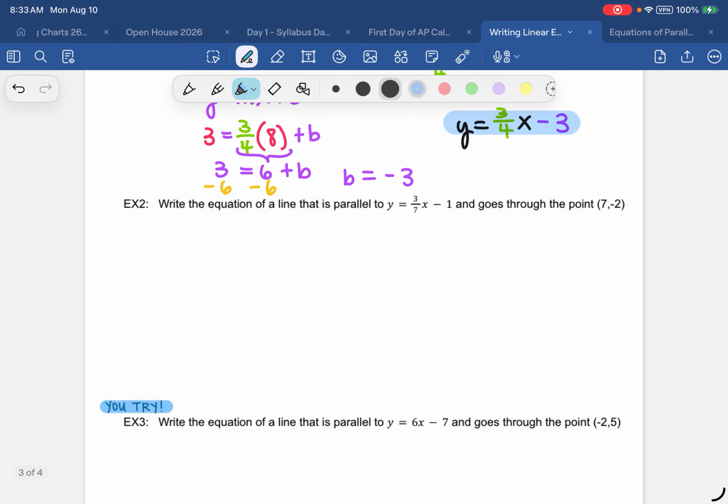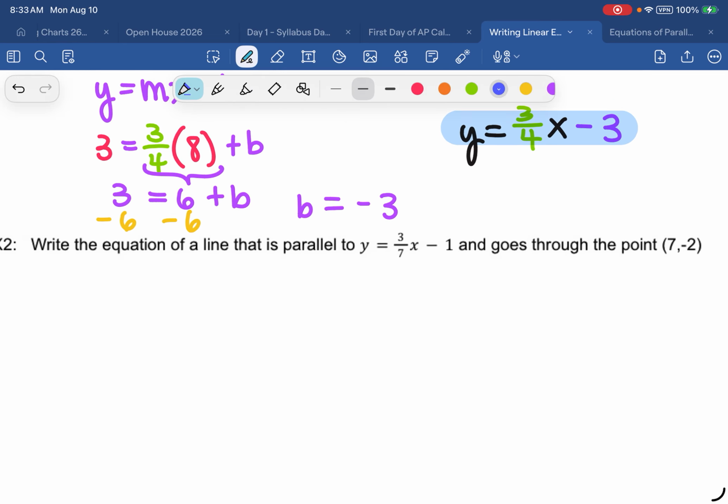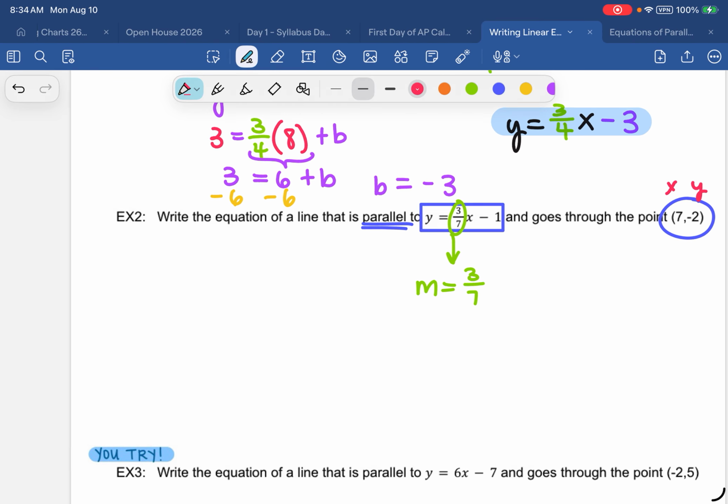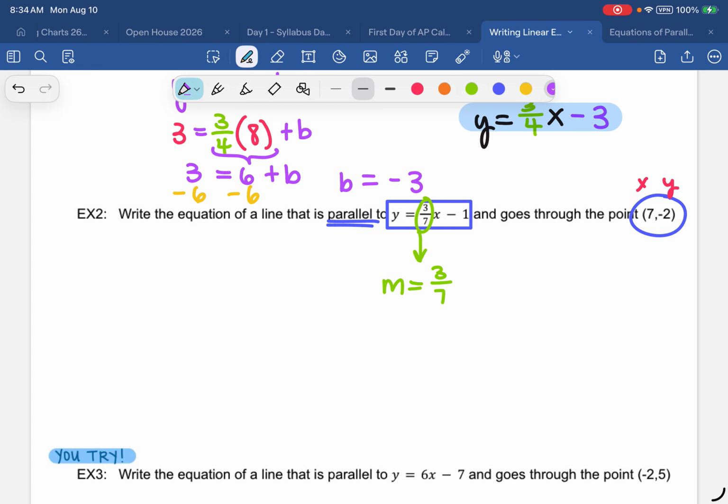I'd like you to try example 2 if you're feeling confident before I do it, but I will do example 2 for you here as well. So once again, example 2, we're looking for a parallel line. So we know that we are going to be using the slope that's given to us in this equation. So our slope needs to be 3/7. So m must be 3/7. And then it has to go through the point (7, -2). So there's our x and y. We will plug both of those and m into y equals mx plus b.